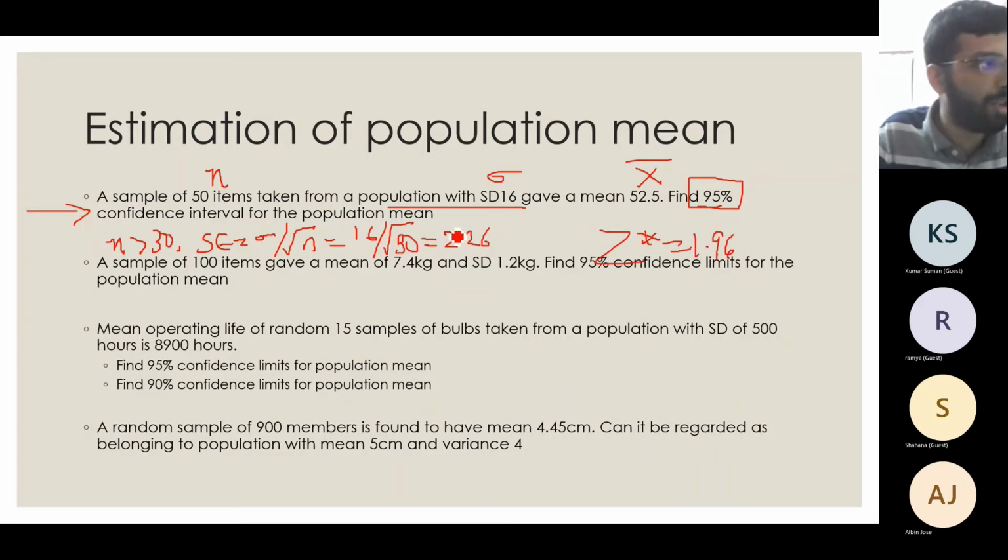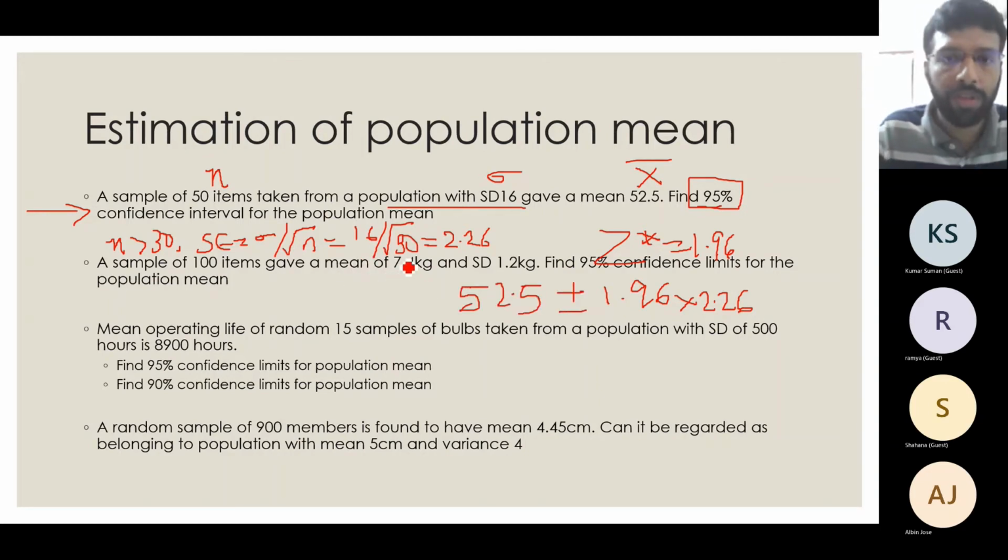And my margin of error will be 1.96 into 2.26. And my limits C1 and C2 will be 52.5, which is X bar, plus or minus this 1.96 into 2.26. This I am not doing, straightforward you can do, right? I hope you got how I solved this. I will just get a confirmation from you, then I will proceed. You got how I solved this problem, right?